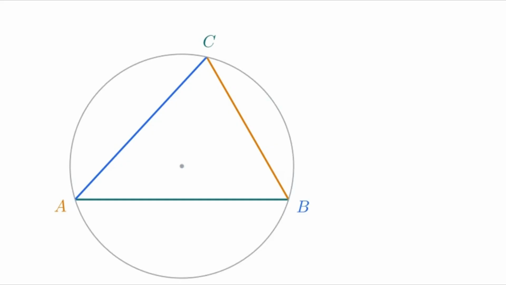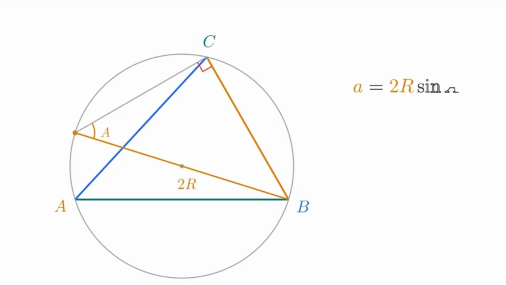Draw the circle through all 3 corners. From vertex B, run a diameter straight across. Any angle drawn on a diameter is a right angle, so this corner is exactly 90 degrees. And this angle sits on the same arc as angle A, so it is angle A. In that right triangle, side A is the diameter times sine A.